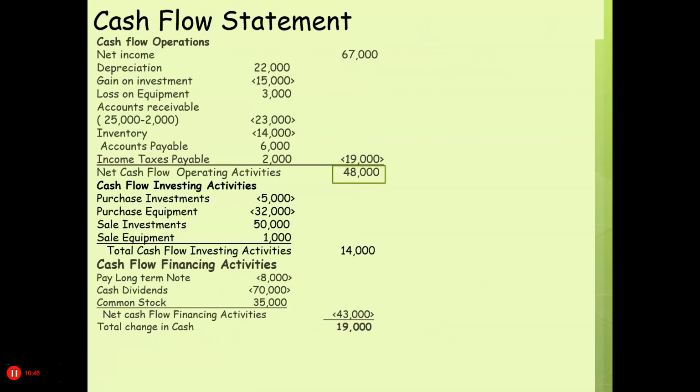So, we have net cash flow from operations, net cash flow from investing, net cash flow from financing, and it equals 19. We add beginning cash, and we end up with what shows on the balance sheet at the end of the year. That concludes the presentation of the cash flow indirect method. Part 4 is going to be the direct method.